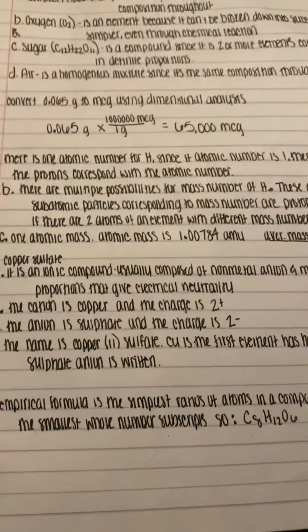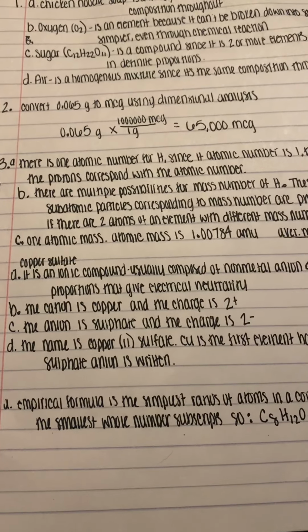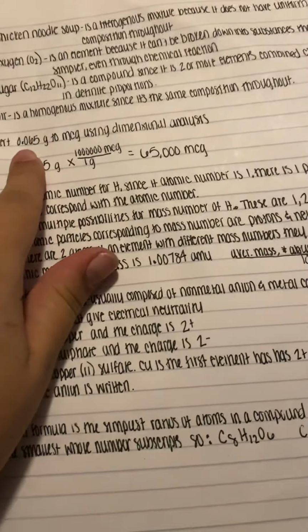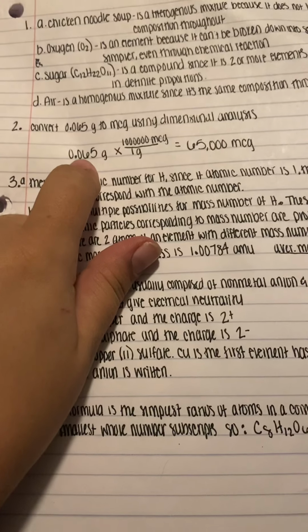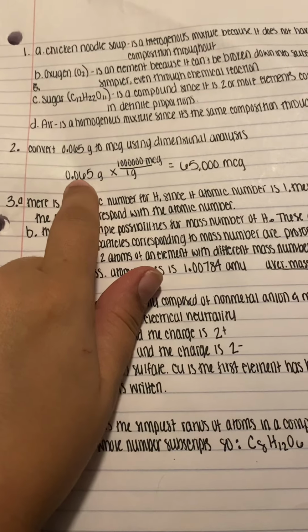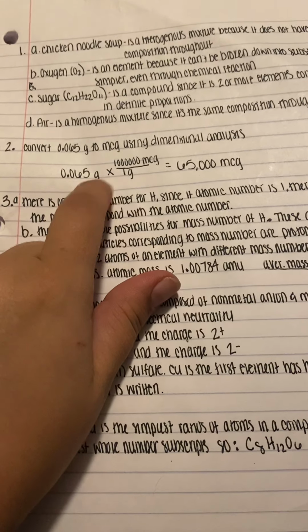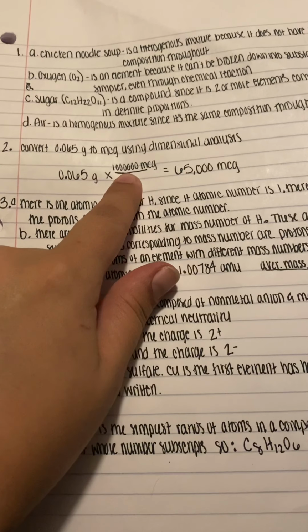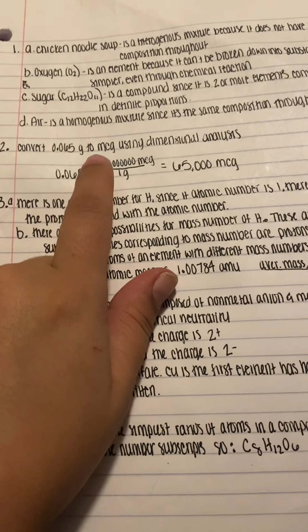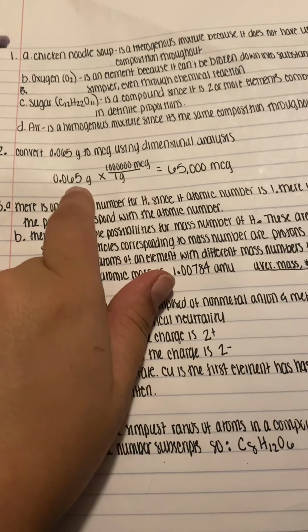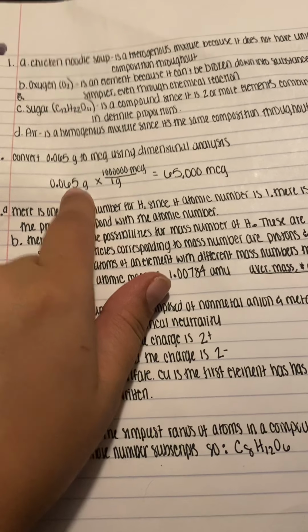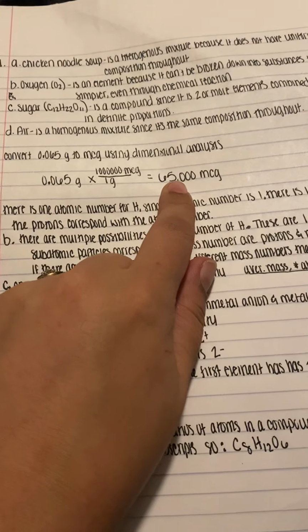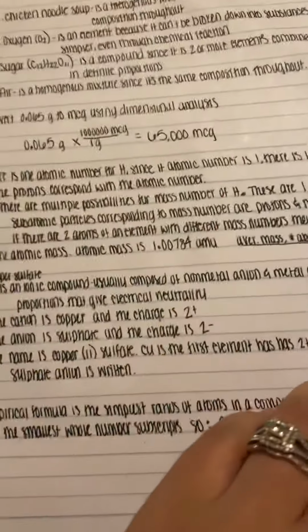Number 2 is to convert from grams to micrograms using dimensional analysis. So we are starting with the 0.065 grams. To figure out the micrograms, 1 gram equals 1 million micrograms. So those cancel out. So you take your 0.065 times that, and you get 65,000 micrograms.